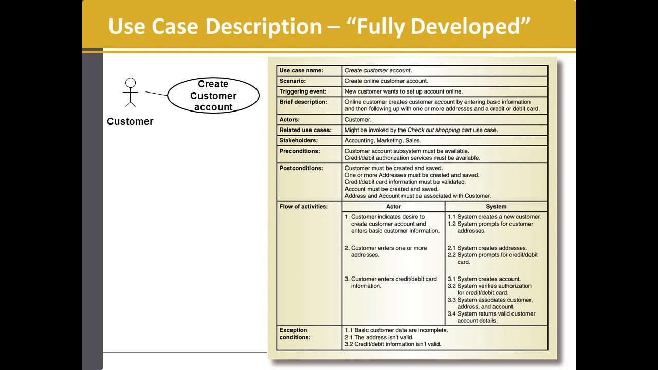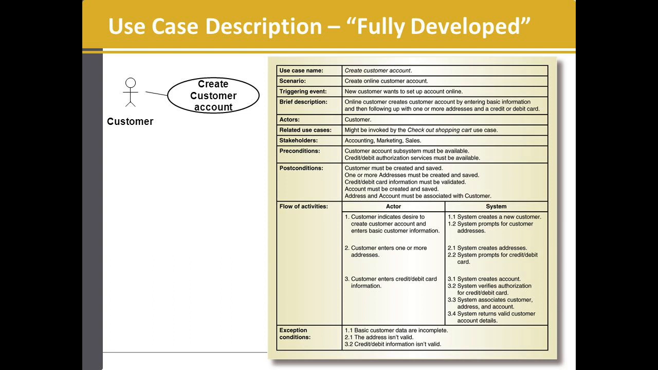Then we have the preconditions for the use case. That is what must be true before the use case begins. The customer account system must be available, and credit or debit authorization services must be available. Then, what are the postconditions? Postconditions are what must be true when the use case is completed. In this case, the customer account must be created and saved. More than one address must be created and saved, and so on.